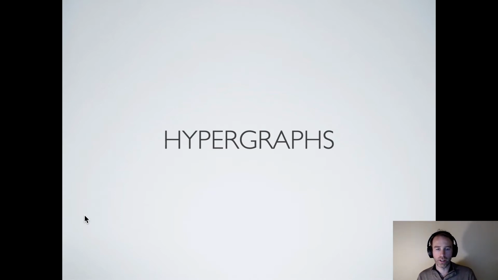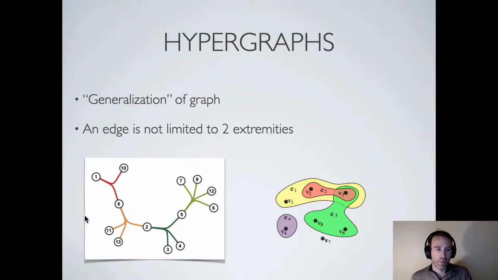So the first one is hypergraphs. A hypergraph can be considered as a generalization of graphs in which an edge is not limited to two extremities. For instance, this means that you have an edge that has 3 endpoints, which are 1, 10, and 8. So this is a representation. This is another representation here. It means that the green areas correspond to an edge between V3, V5, and V6.